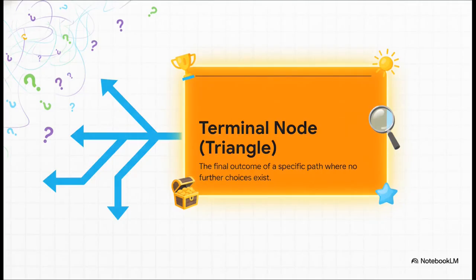And finally, the triangle. This is the end of the line. It's called a terminal node, and it marks the final outcome of any given path. After all the choices and all the chance events, this is the destination. This is where you see the final result or the payoff.